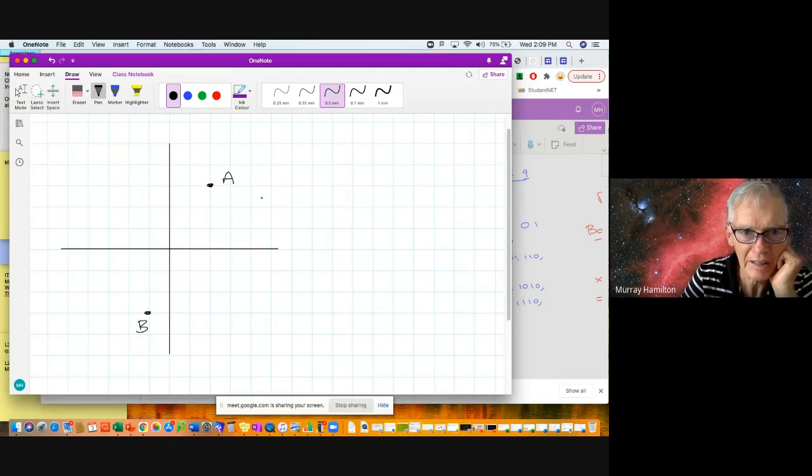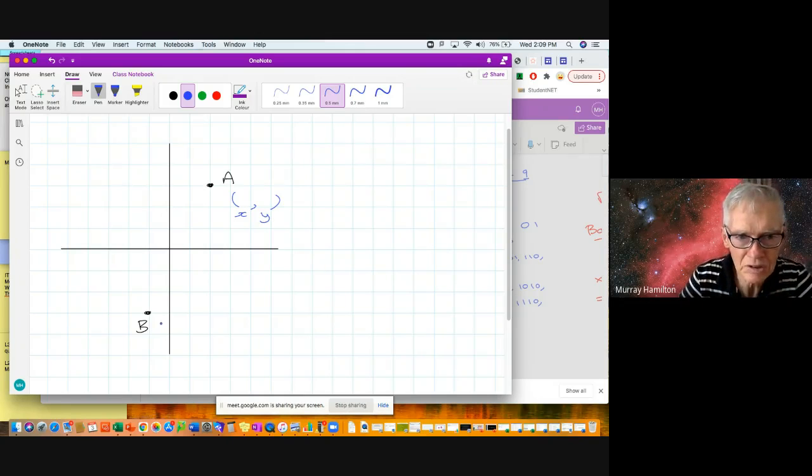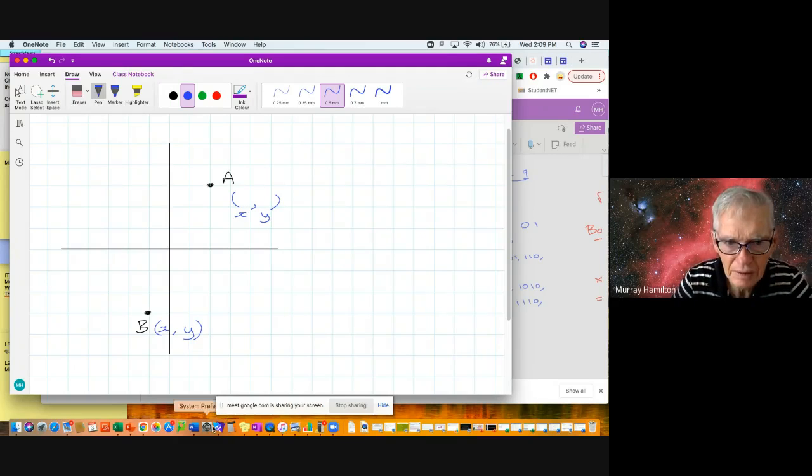Now, A has the coordinates, and this is really important that you have your X coordinate first and then your Y coordinate. They go alphabetically. Some students forget that this is alphabetical, X and Y. So we do this.